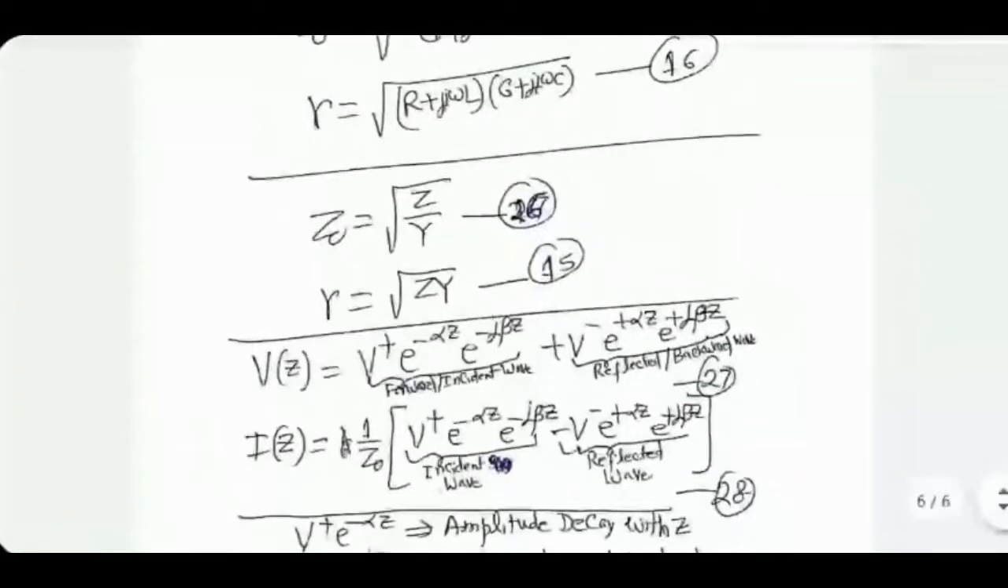Now these two equations, just take it from me right now, I'll prove it later. The first term on the right hand side of V is called the forward going component or incident wave, while the other one is known as the reflected component or reflected wave. And the same thing for current also.